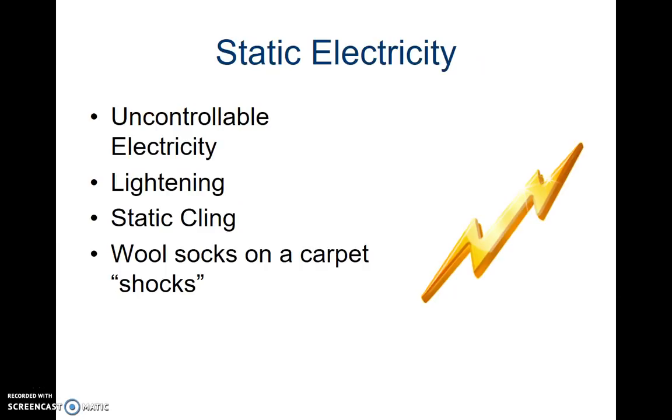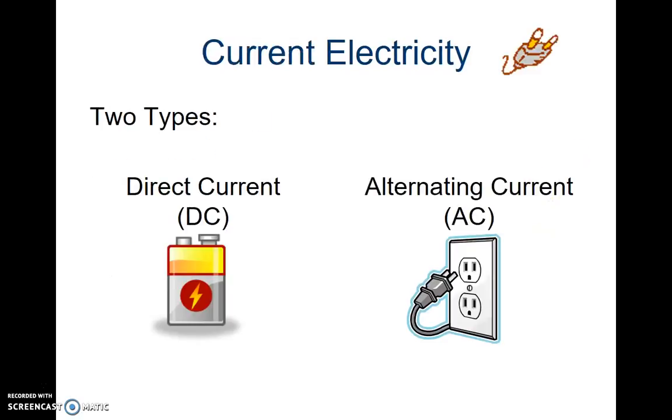We can kind of skip past this, but I'll let you take a peek for a second. Current electricity, there's two types of that, and we need to know this as well. Current electricity, there's two specific types. There is direct current, or DC electricity, and there's alternating current, or AC electricity. So please get those down.